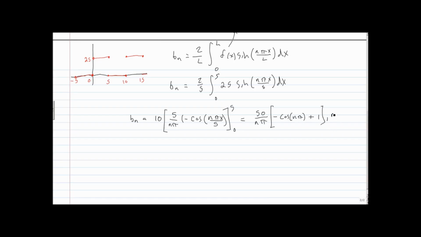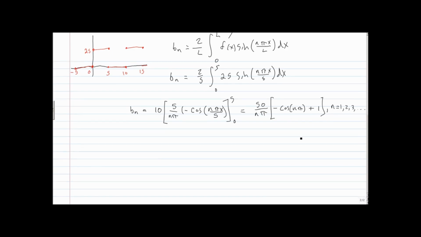Okay, where n equals 1, 2, 3, integers, all the counting numbers. Okay, but look at this right here. This term inside these brackets here goes away whenever cos of this equals 1, because 1 minus 1 plus 1 equals 0. Okay, so when does cos of this equal 1? Well, whenever n is even.